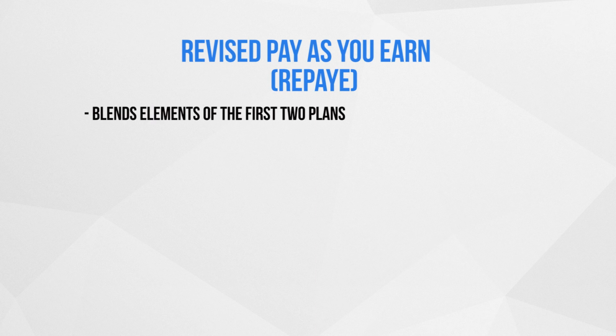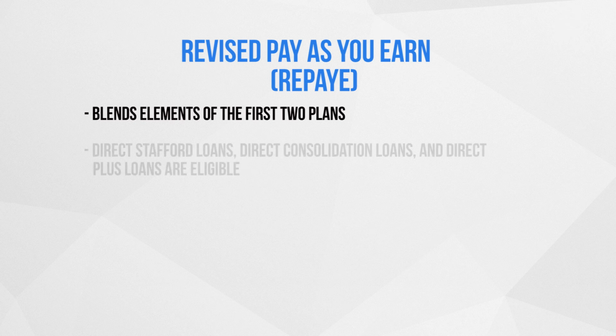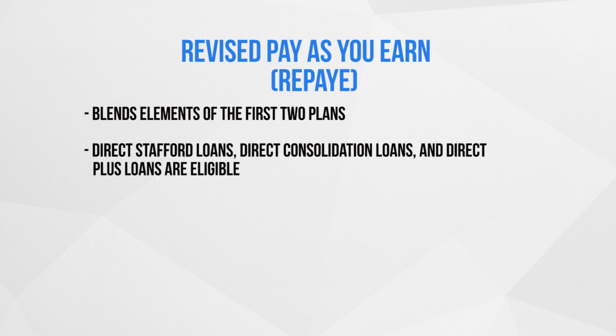Lastly, we have the Revised Pay As You Earn, or REPAYE, which I would say is a program that blends elements of the first two that we covered. I see this option a lot with married couples who both have pretty high federal student loan debts. And I'll say again, if you stick with us throughout the entire series, I'll explain why that is in part 4 when we cover student loans for married couples. But Direct Stafford loans, Direct PLUS loans made to students, and Direct consolidation loans are all eligible here. Again, this is another payment program where you need to have direct loans.